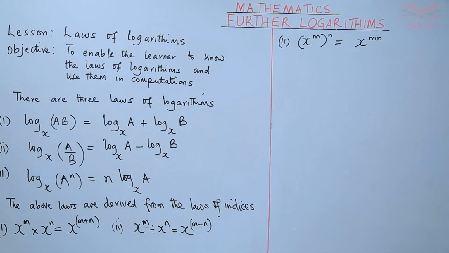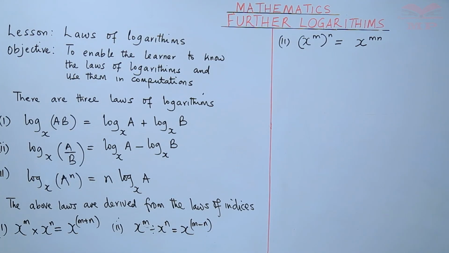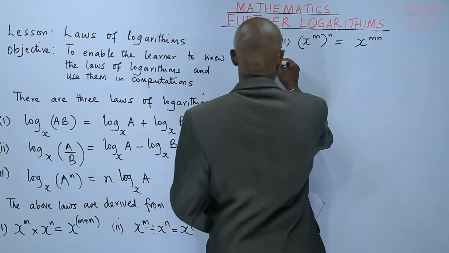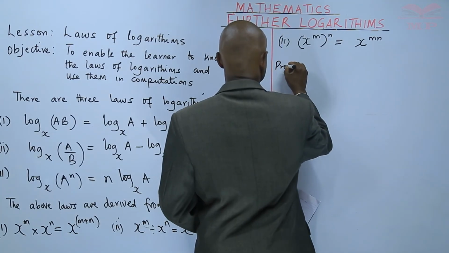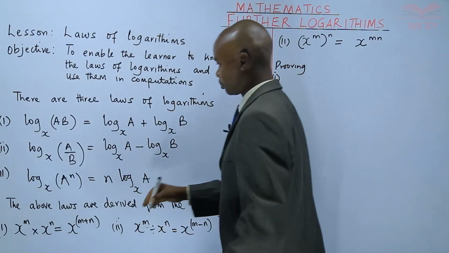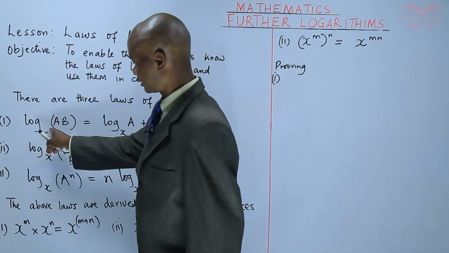It is the same as just having x^m multiplied by x^n. So let's go to the first one. In proving one, we want to prove from the laws of indices that this is correct.